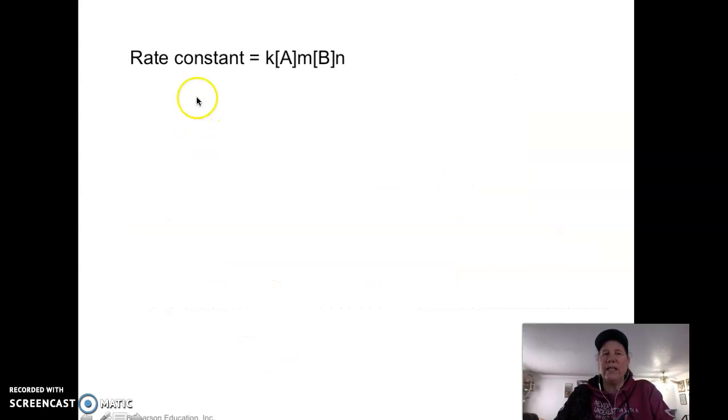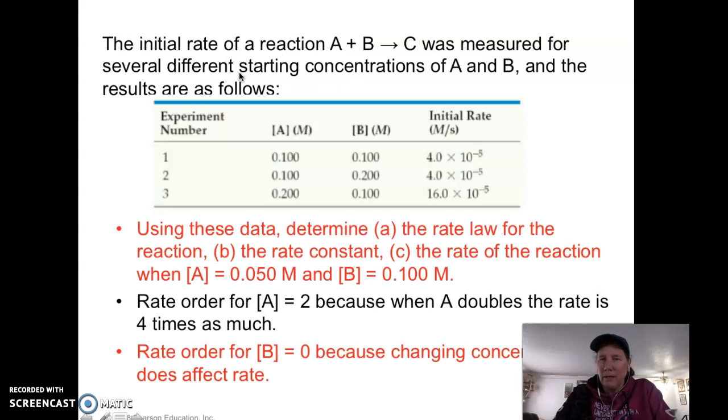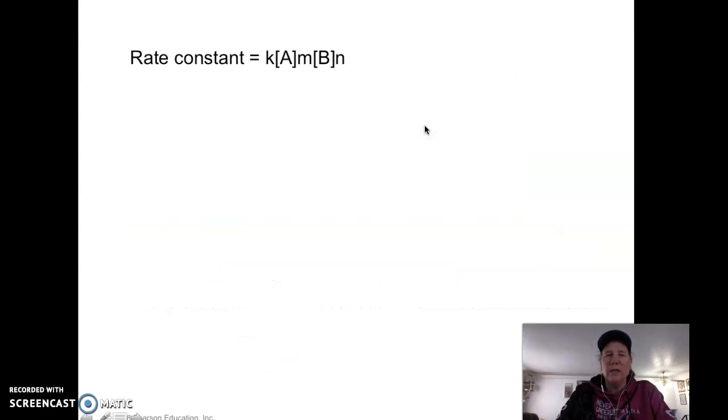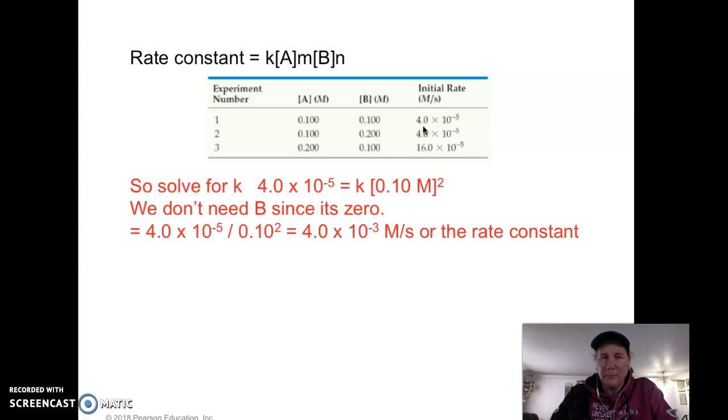Okay, so rate constant is K. We got to find K. It's A, and I should probably put the M and the N up here because that's the reaction order. So for the rate constant, we can get the rate from here, and we can get the concentrations from here, and we know what these are too. So we can just fill them in. Okay, we have to solve for K. And again, you can use any one of these experiments. Some people just do the first one, some do the last. You're going to get the same answer, so it doesn't matter which one you use.